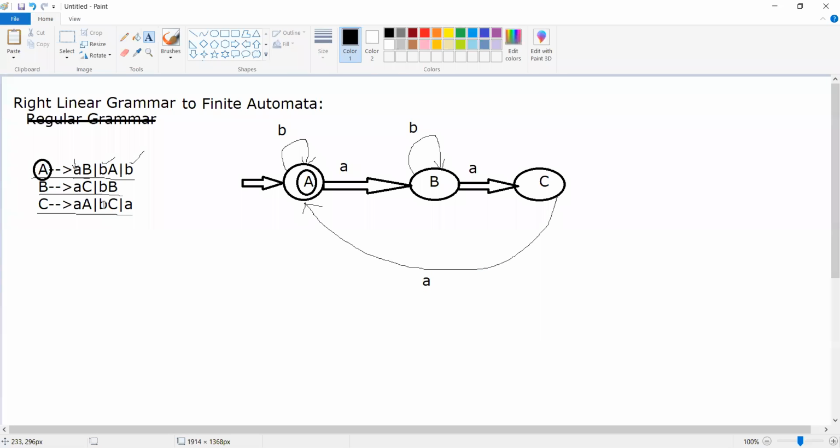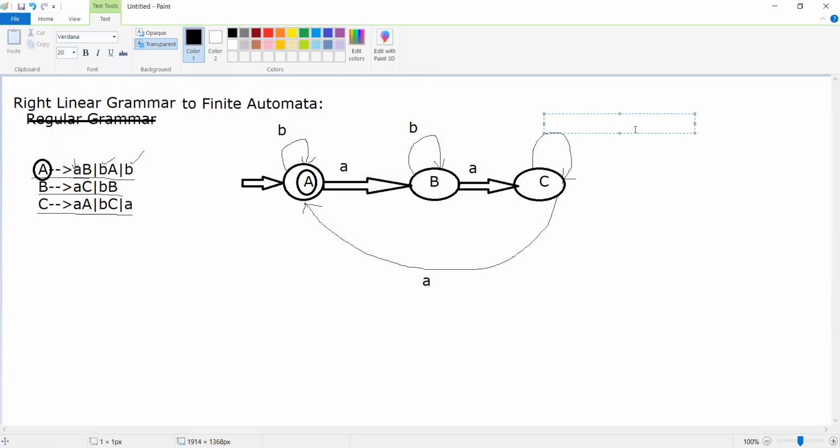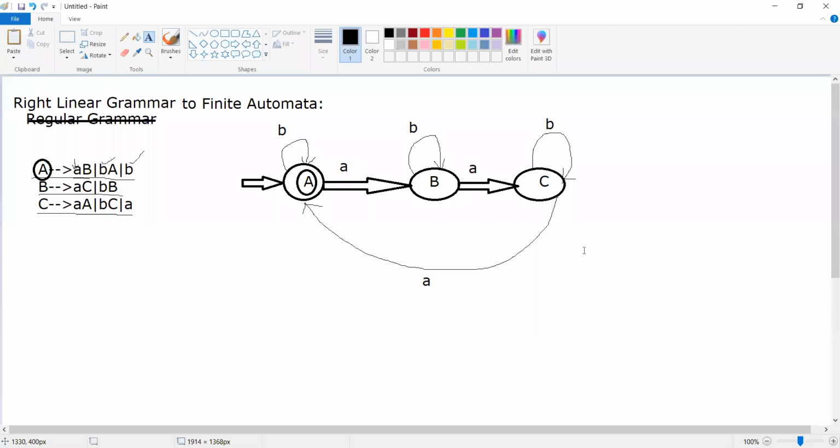Okay, and then what is the next transition we have? C derives to small b capital C. So from C to C, there will be a transition possible once we have an input symbol called small b. And then how are we getting this small a? We are getting this small a because this capital A is going to act like a final state.